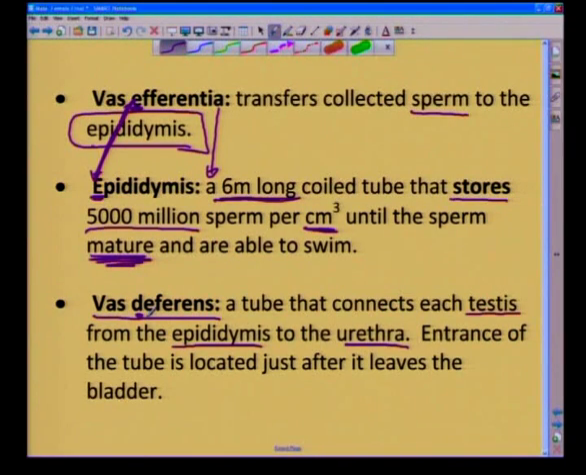Okay, the entrance of the tube is located just after it leaves the bladder, and that is very important. That is why we have the urogenital structure, because you've got the urethra, which is the pathway out for sperm, and it's the pathway out for urine. So vas efferentia to the epididymis, and the epididymis stores these sperm until they mature, and from the epididymis it goes to the vas deferens. We're deferring the sperm out of the body.